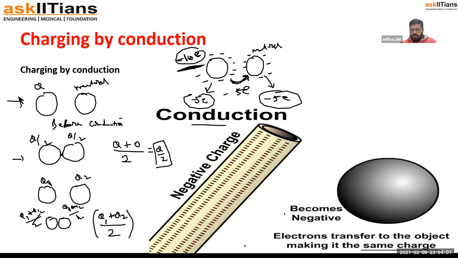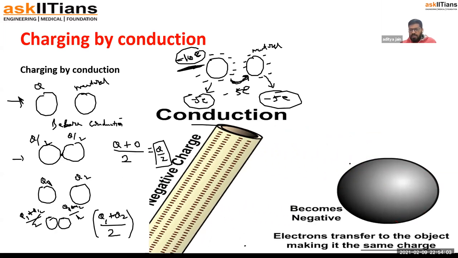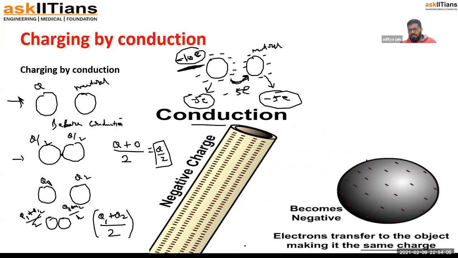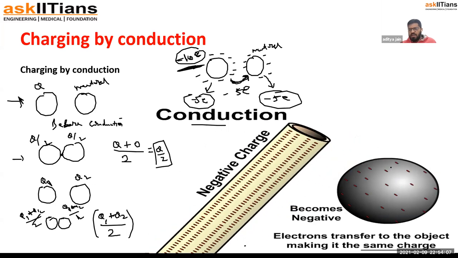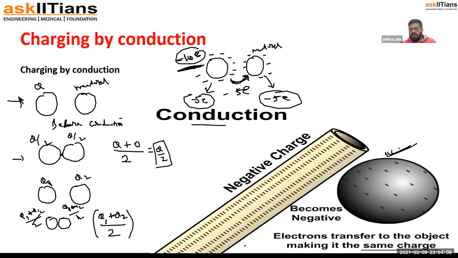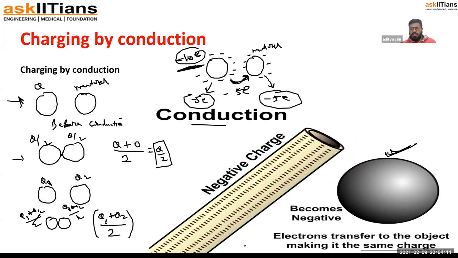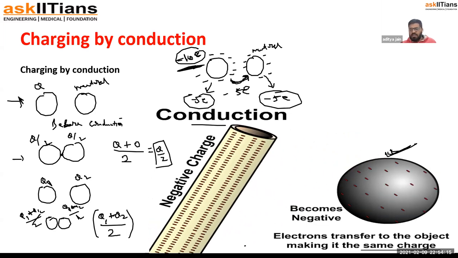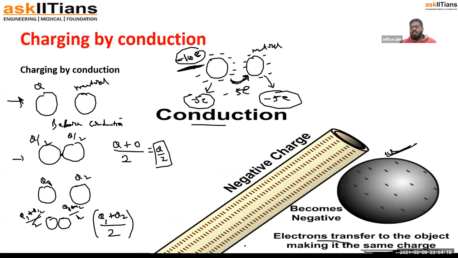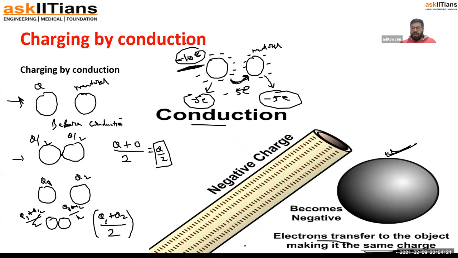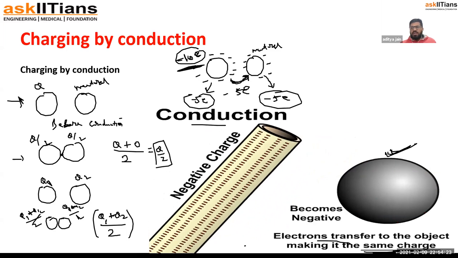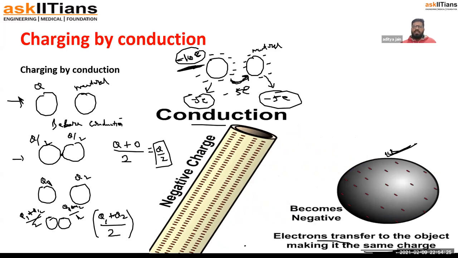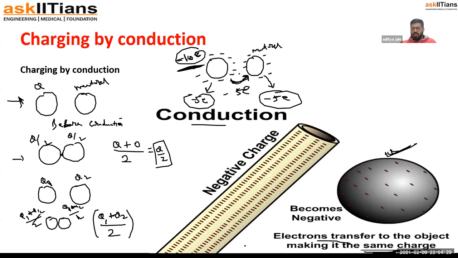Okay. Now you can see clearly this negatively charged body was just touched with this neutral body. This neutral body will also become negative, with equal charges. If it has minus Q, then both will have minus Q by 2 after conduction. So that is written: electrons transfer to the object, making it the same charge. I already told you, from the negatively charged body electrons get transferred. That is the process of conduction. I hope the process of conduction is also clear.